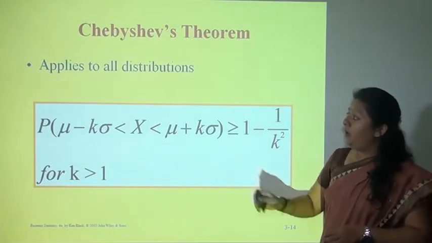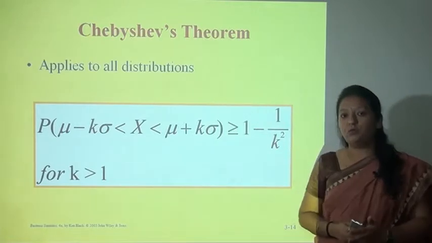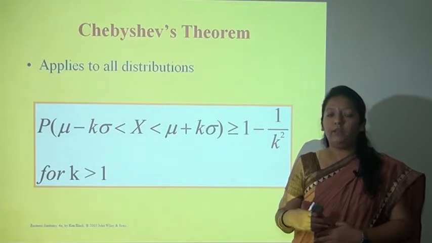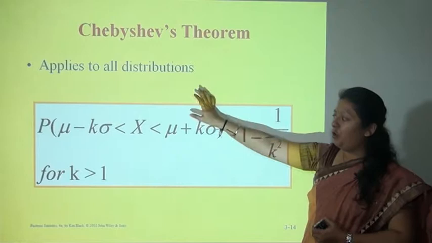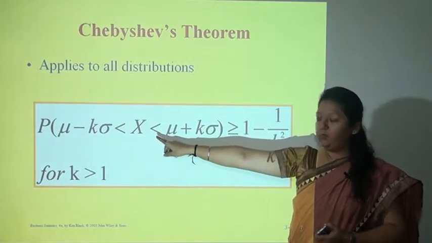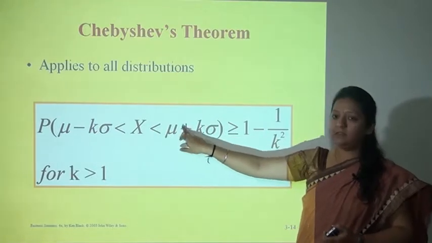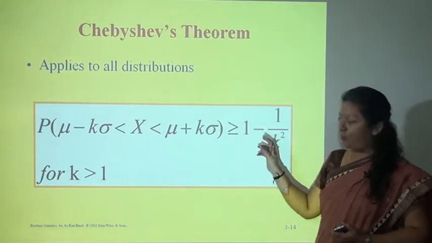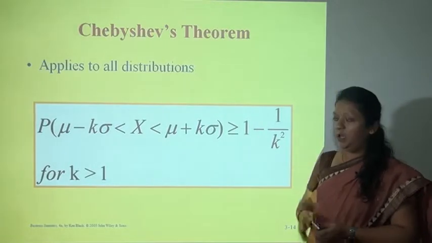Now, Chebyshev theorem. Chebyshev theorem is applied to all distributions, whether the distribution is normal, exponential, or Poisson. The formula is given over here: P(mu minus k sigma less than x less than mu plus k sigma) is greater than or equal to 1 minus 1 upon k square, for k greater than 1.